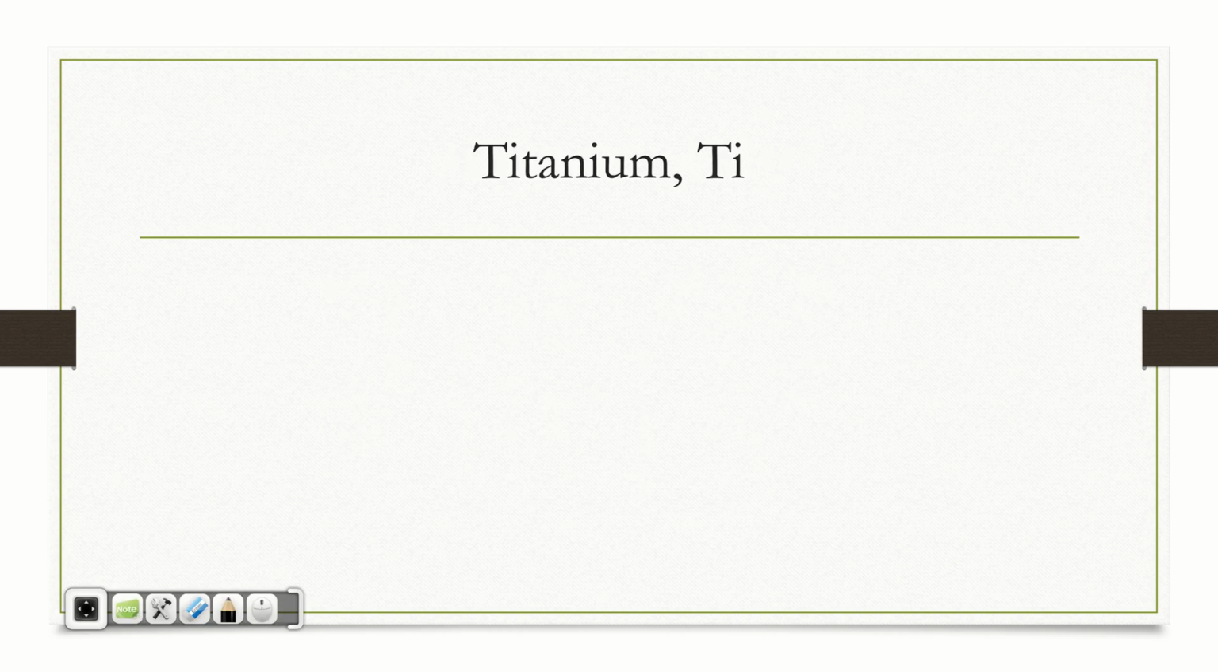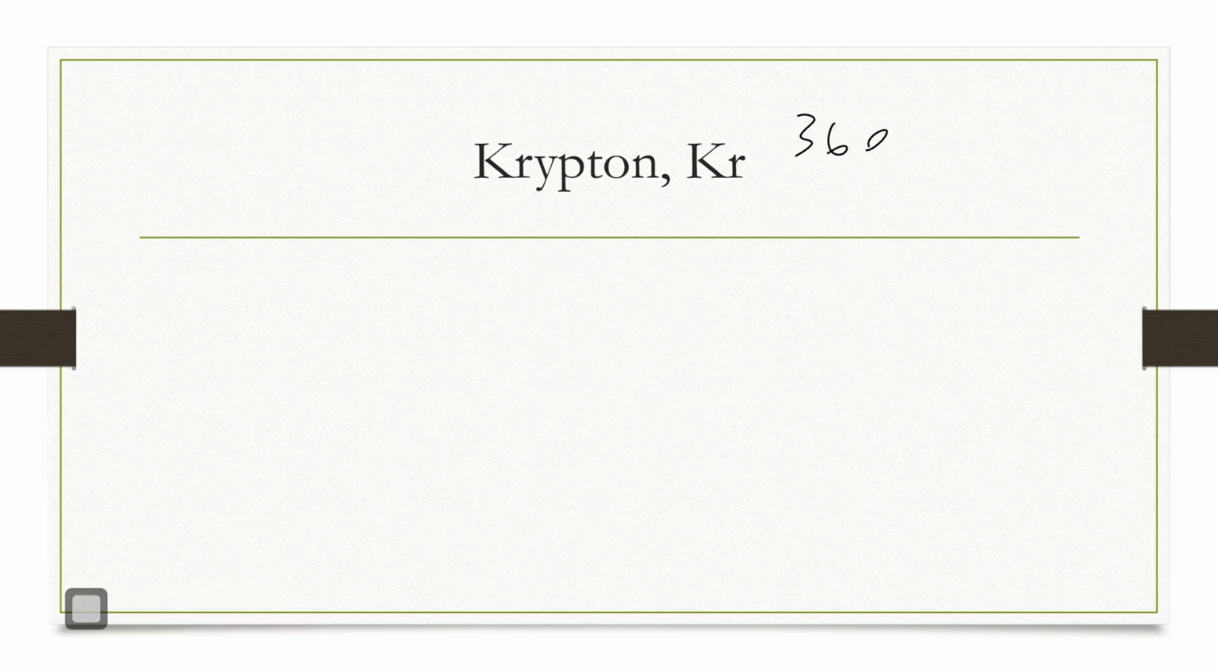Another one. I don't think we're going to do all of these, but there's more out there. Let's look at krypton. Ooh, this has 36 electrons. There's going to be a lot of arrows. So with krypton, this is a good one. This will probably be the last one.